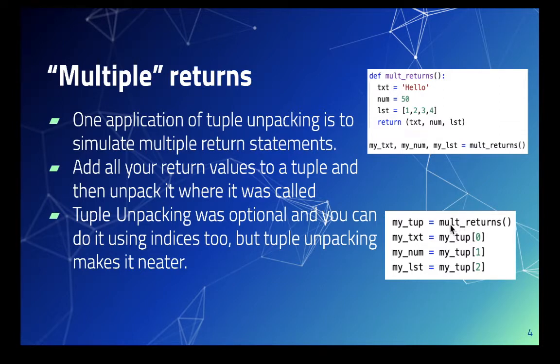For example, instead of assigning the result of the function we declared, multiple returns, and automatically unpacking it into 3 variables, my text, my num, and my list, we could assign it to a variable called my tuple, and by using indices, access each element and assign it. As you can see, this would work exactly the same way. But in my opinion at least, the first way is a lot cleaner, a lot shorter, and more visually appealing. Both ways do work, but this is where you can really leverage the power of tuple unpacking.